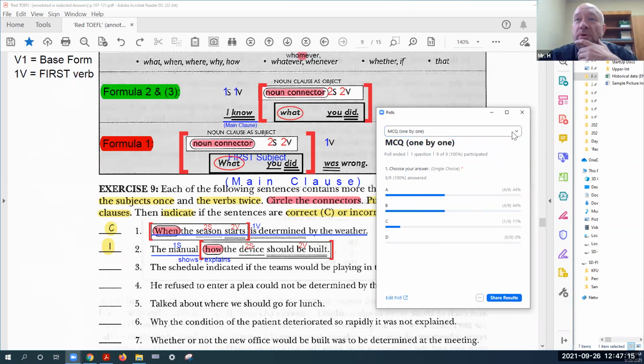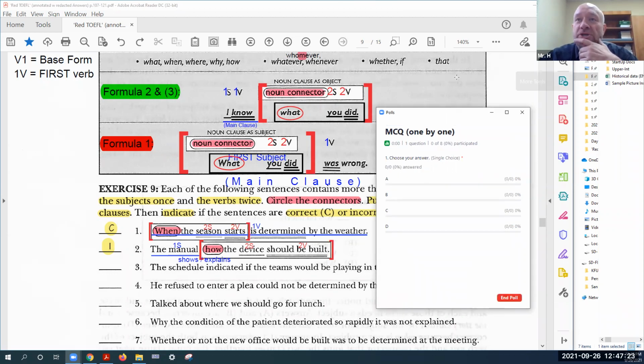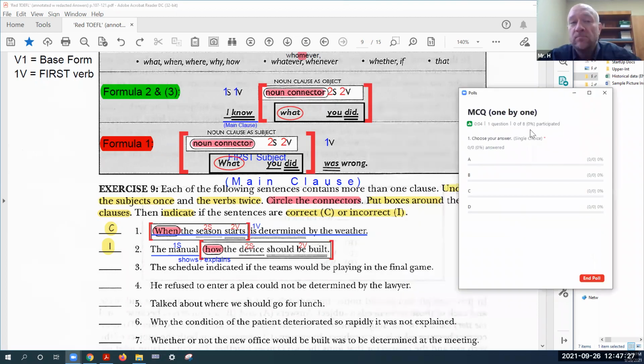I don't want to edit the poll. I want to relaunch the poll. There we go. Okay, go ahead. Quickly choose your answers, guys, for number 3.